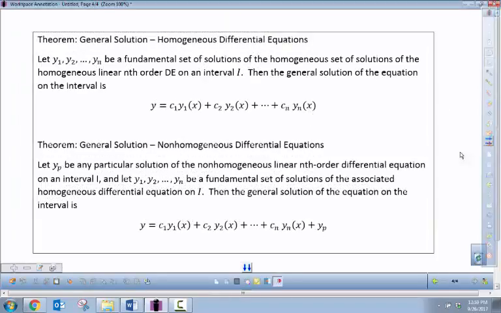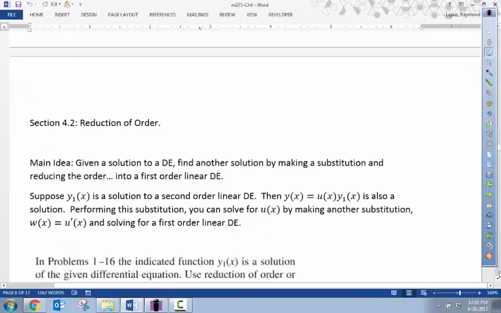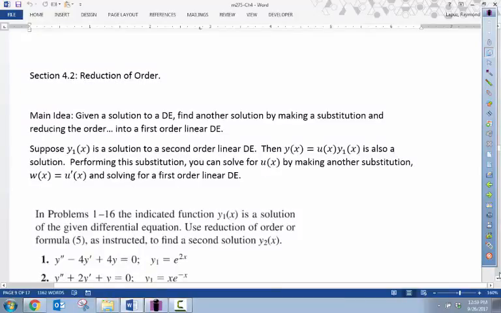And then let's get to 4.2 now. Okay? So now we're going to try to solve for these things. And the first thing that they discuss is the idea of reducing or coming up with another solution.